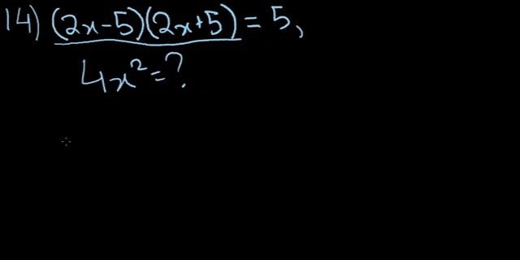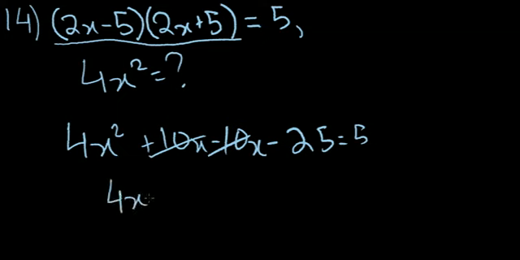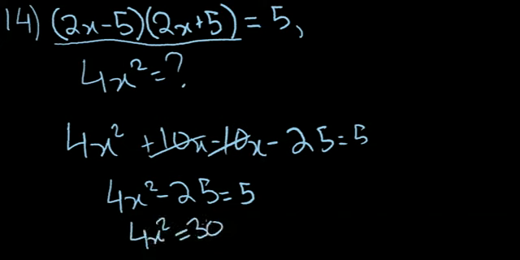So 2x times 2x is 4x squared, plus 10x minus 10x minus 25. This equals 5. And these two cancel out, plus minus. 4x squared minus 25 equals 5. 4x squared equals 30. That's all. You don't need to solve by dividing by 4 and getting the square root, because we were asked to find 4x squared. That's 30, which is choice E.